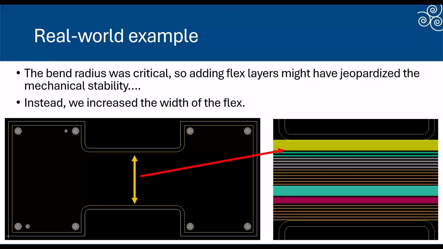So we were able to keep it at 2 layers, keep the bend radius as it was, and add those additional signals in there, which really just led to the most efficient solution in this case, instead of adding layers, which might have had ripple effects down the road.